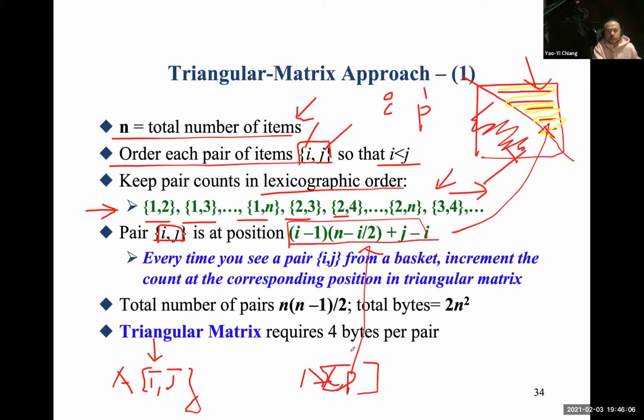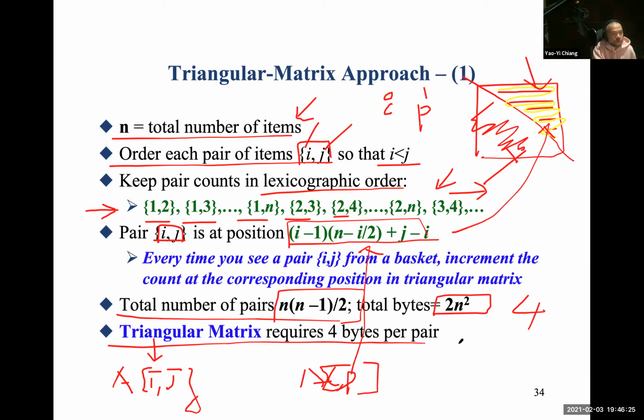All right, great. So the number of pairs that you would have would be n choose 2, approximately n squared over 2 pairs, which is approximately 2n squared bytes if one counter is 4 bytes. So the triangular matrix requires 4 bytes per pair. There's a question for this method. We have to count all the pairs to keep the structure of the matrix.